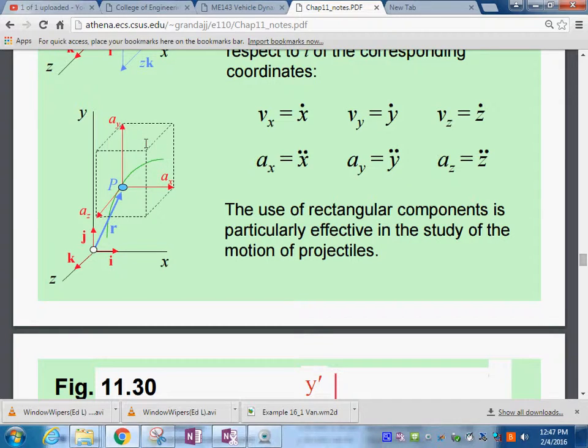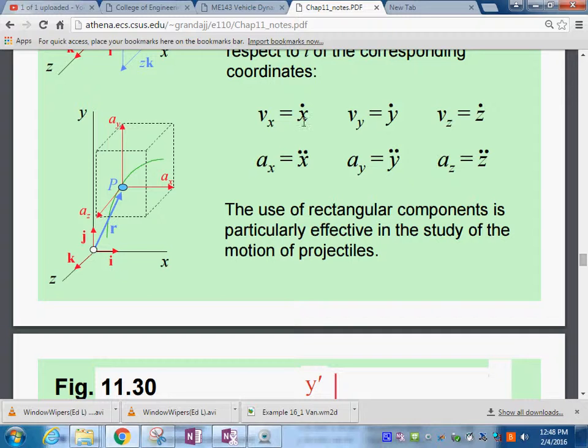So we have that the velocity in the x direction is x dot. The velocity in the y direction is y dot. And the velocity in the z direction is z dot. And the same thing is true: you differentiate the velocity to get the acceleration in the x, the y, and the z respectively.